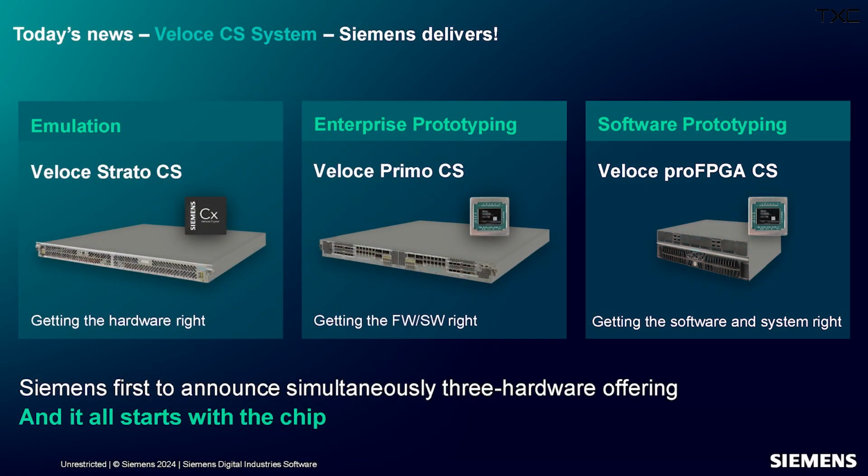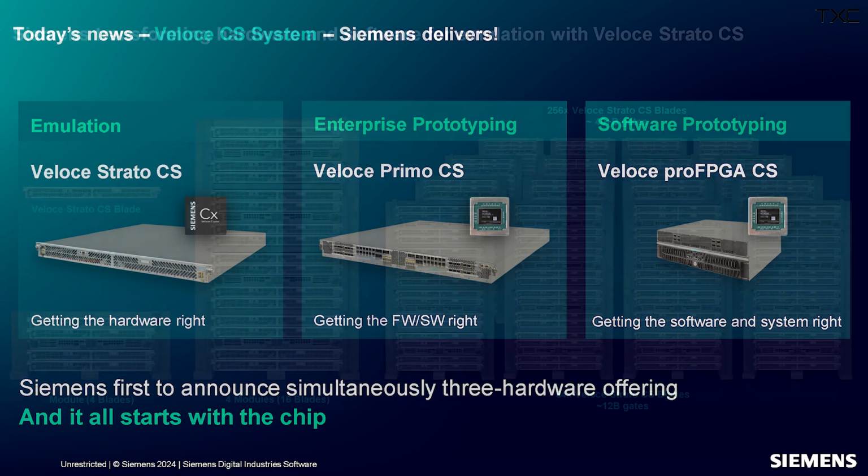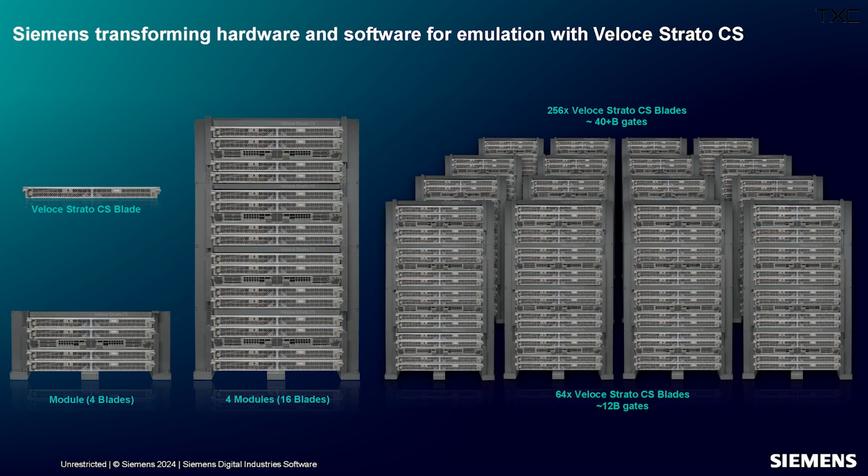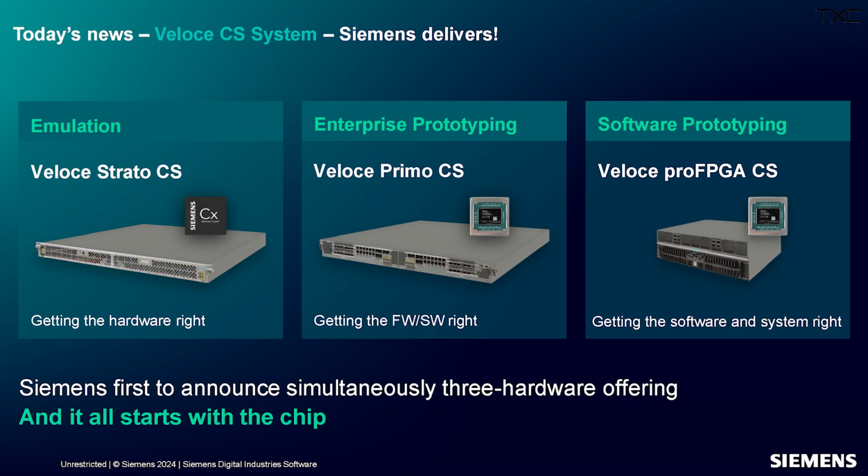So from a product perspective, how is Siemens now addressing these different levels of emulation? So this is the first time that we are actually offering three hardware systems at the same time. Historically, we had a different schedule. And the three hardware are the emulator called Veloce CS. And this emulator is really today the fastest, and the only one able to do up to 40+ billion gates. The second is Veloce CS, which is our enterprise prototyping, very congruent from CS.